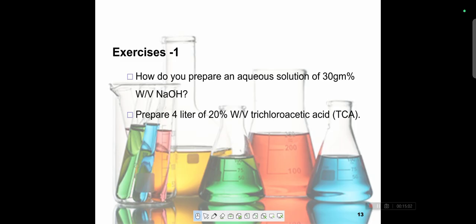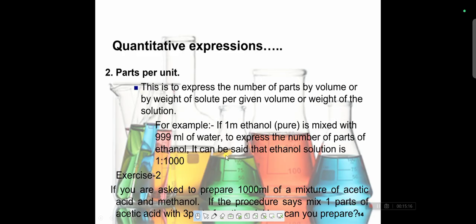Now this is an exercise for you. How do you prepare an aqueous solution of 30 gram percent weight by volume sodium hydroxide, right? And how do you prepare 4 liters of 20% weight by weight trichloroacetic acid? Try to solve these questions and give the answers, right?